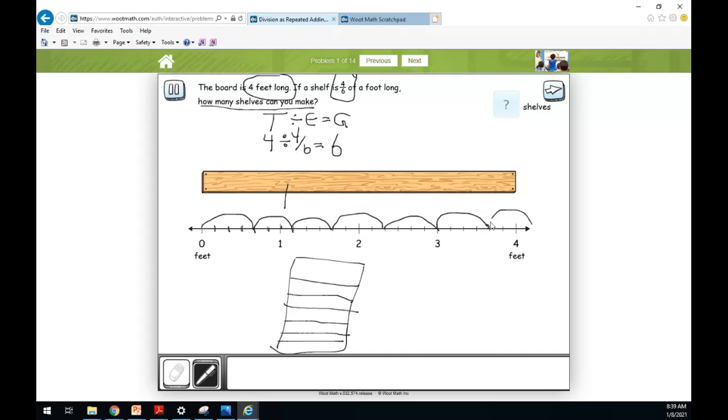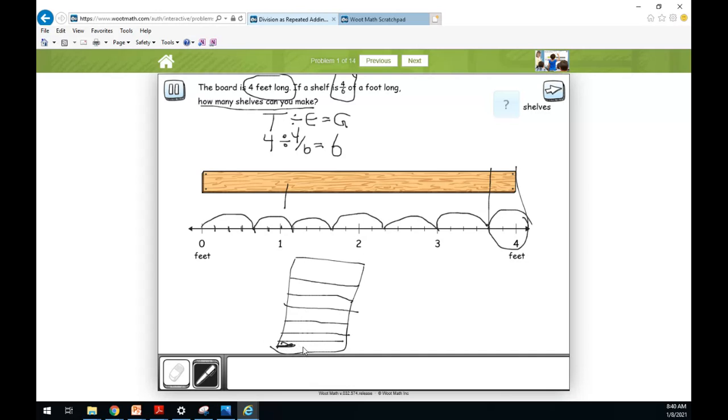Now we notice on here that we have these 2/6 left over. Okay, so here's my 2/6 that's left over. Can I make a shelf out of it? No, right? Because the size of a shelf is going to be 4/6. So it doesn't make sense for me to write in my answer that I'm going to have the 2/6.